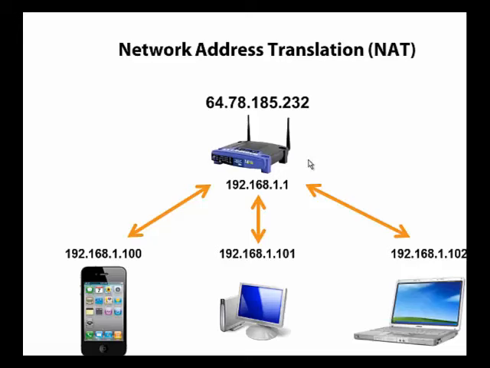And then a process called NAT, or Network Address Translation, takes these addresses as they exit my house, exit my router, and converts them into this external IP address. And as the traffic comes back, it converts them back to the correct internal IP address.